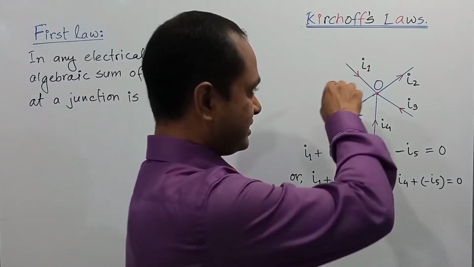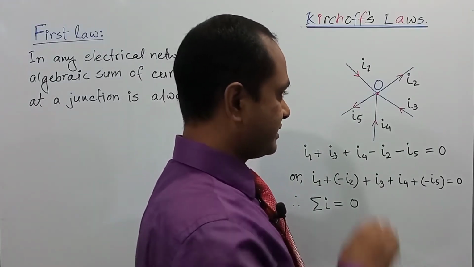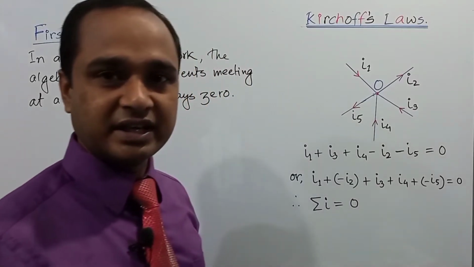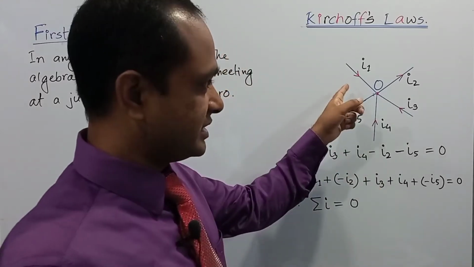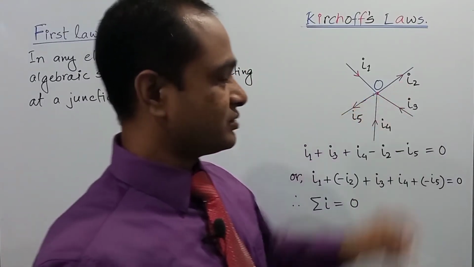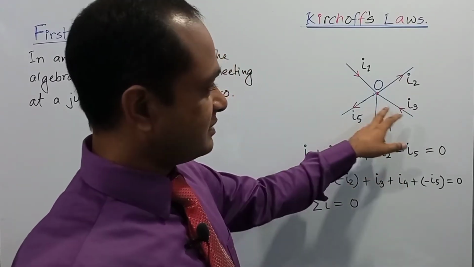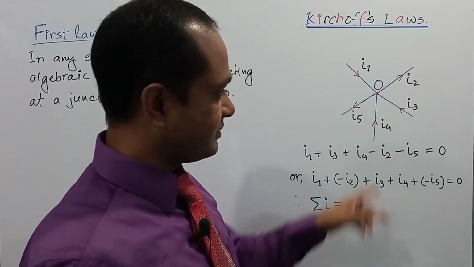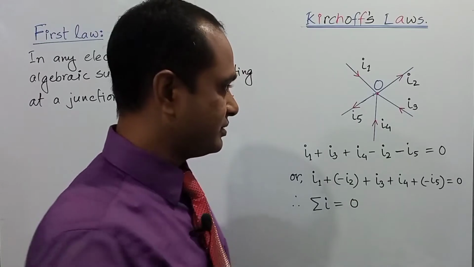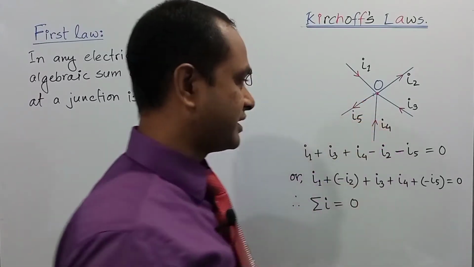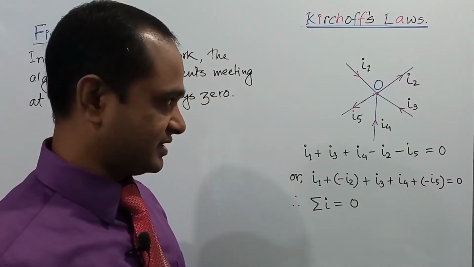Normally the current coming towards the junction point is taken as positive, while the current flowing from the junction point is taken as negative. Since here I1 is coming towards the point, I1 is taken as positive, while I2 is flowing from the junction point, so I2 is taken as negative. In the same way, I3 is taken as positive, I4 is taken as positive, and I5 is taken as negative, because the direction of the current I5 is flowing from the junction point towards the outside, right?